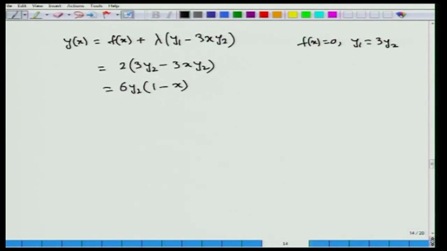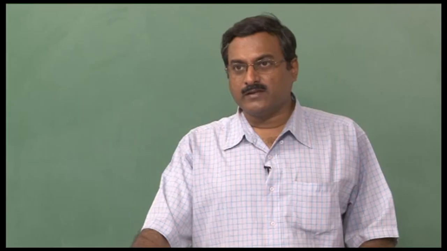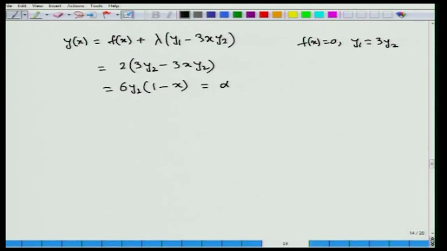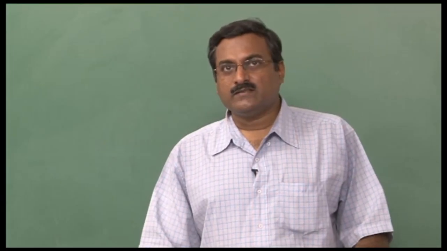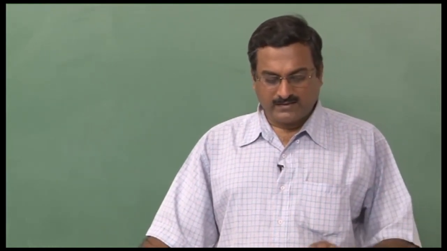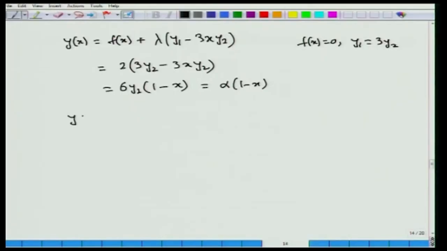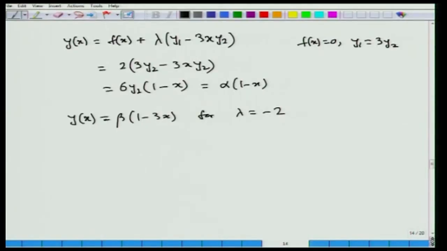Now, we can choose y2 as an arbitrary quantity, and accordingly y1 will also be an arbitrary quantity, and therefore, 6 y2 can be written as alpha times (1 minus x). So, therefore, this 1 minus x is actually an eigenfunction associated with the eigenvalue 2 of the homogeneous Fredholm integral equation. And proceeding in a similar manner, we can find that y(x) is equal to beta times (1 minus 3x) for lambda equal to minus 2, where beta is any arbitrary non-zero quantity. And therefore, we can say that 1 minus x and 1 minus 3x are eigenfunctions corresponding to the eigenvalues lambda equal to 2 and lambda equal to minus 2 respectively.